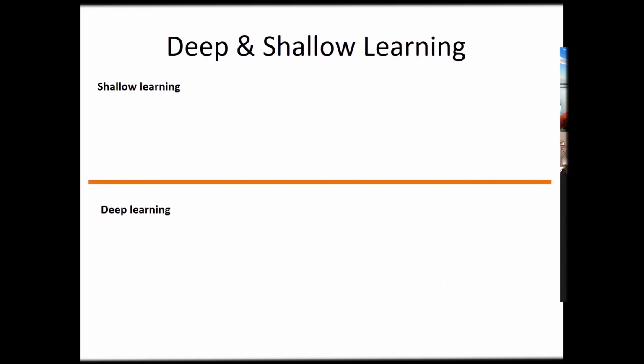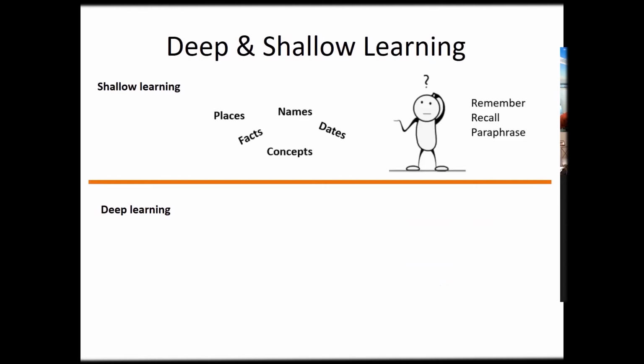Now let's look at shallow learning. First, shallow learning is indicated by the learning outcomes, such as remember, recall, paraphrase. And you look at this one on the left side, these are the names you try to remember. We teach the names and places, facts, concepts, dates, and we want them to remember.